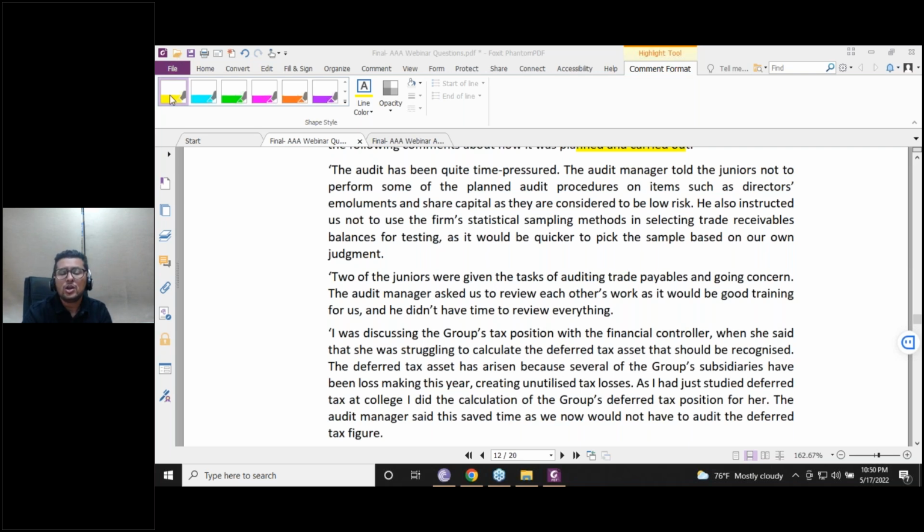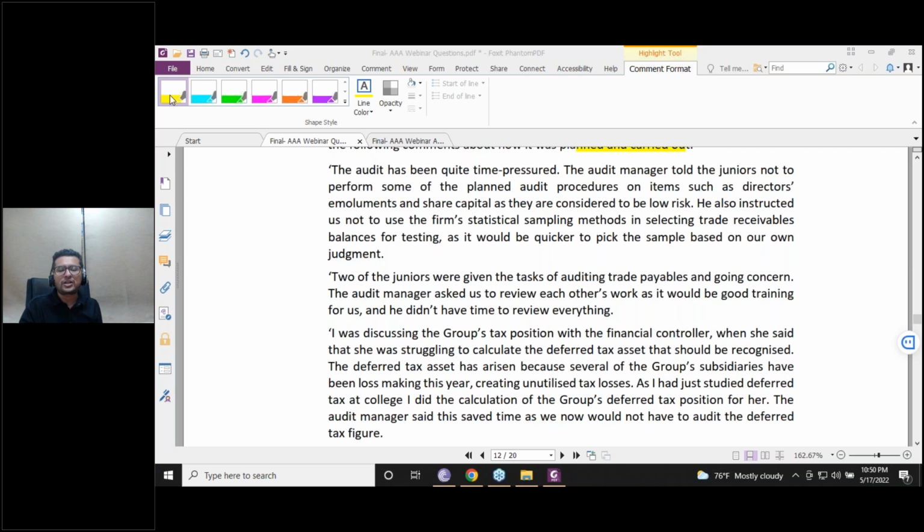Okay, let's continue. The audit manager told the juniors not to perform some of the planned audit procedures on items such as directors' emoluments and share capital, as they are recognized to be low risk. The things relevant to directors are always considered as material by nature, and they are deviating from the audit plan without any justifiable reason. So this is again a breach of audit quality. They are not following the principles. They are deviating from the plan. At the beginning of today's webinar, I told you to look for something such as time pressure, and for a deviation from the audit plan. Now we have identified two issues, 2 marks.